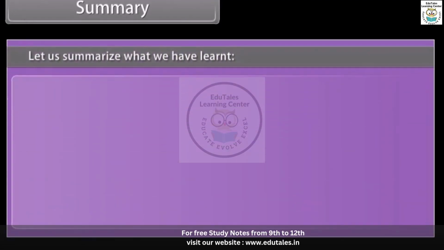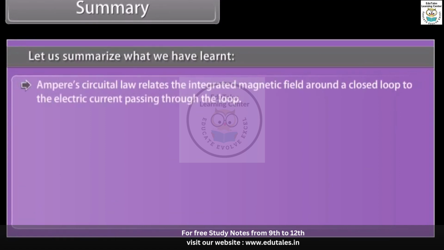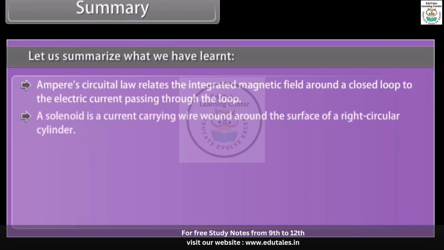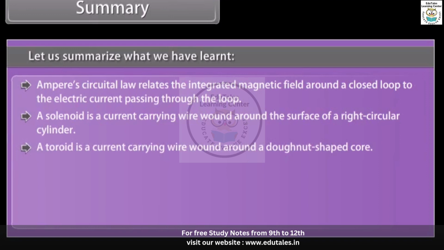Summary. Let us summarize what we have learned. Ampere's Circuital Law relates the integrated magnetic field around a closed loop to the electric current passing through the loop. A solenoid is a current-carrying wire wound around the surface of a right circular cylinder. A toroid is a current-carrying wire wound around a donut-shaped core.